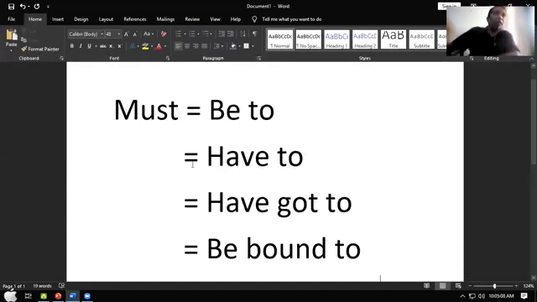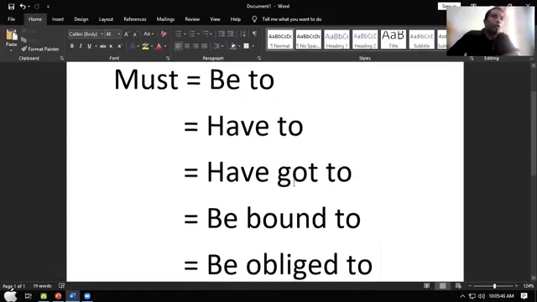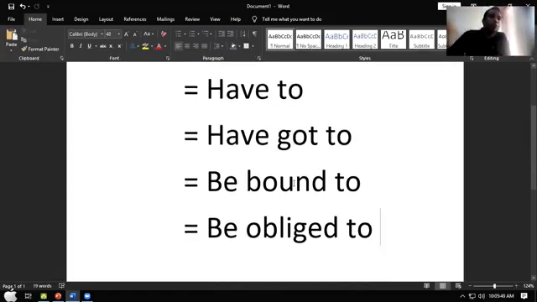We have to remember that if we have a sentence in which be to means am to, is to, are to, was to, were to, or have to meaning have to, has to, had to, or have got to, meaning have got to, has got to, had got to. Or be bound to, meaning am, is, are, was, were bound to. Or be obliged to, meaning am, is, are, was, were obliged to.